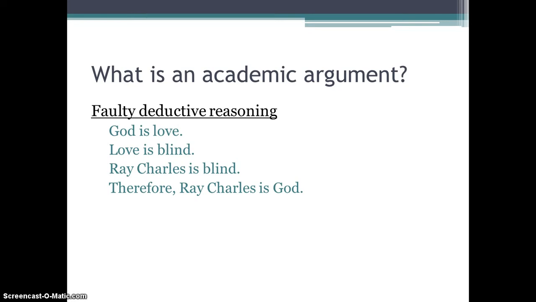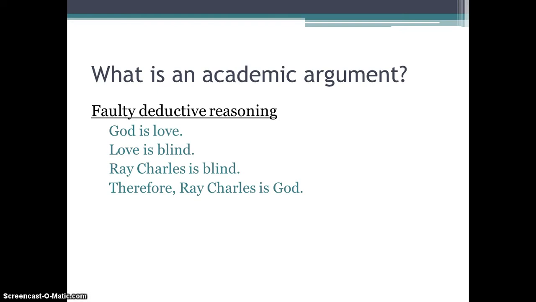Both of these are talking about ideal situations, and love is blind is not physical blindness. We're not referring to that directly, and therefore the conclusion obviously comes across as a little bit silly, though some people may definitely think that Ray Charles is a fantastic artist. They're not so sure about whether or not Ray Charles is God. So, a classic example of deductive reasoning gone wrong.